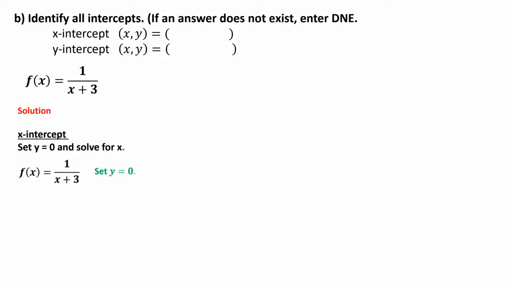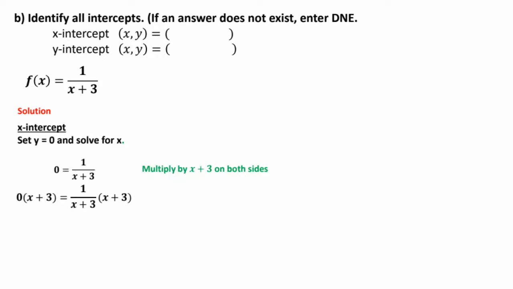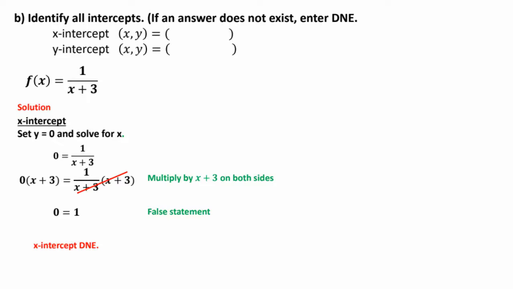All right. Let's go ahead and identify all the intercepts. Let's start with the x-intercept. Again, we've done this already. Set y equal to 0 and solve. So here, we have 0 is equal to 1 over x plus 3. We're going to multiply both sides by x plus 3. And when we do this, it's going to give us 0 is equal to 1, which is a false statement. Because this is a false statement, this function does not have any x-intercepts. So what you would write on your paper for the x-intercepts is that they don't exist. There aren't any.